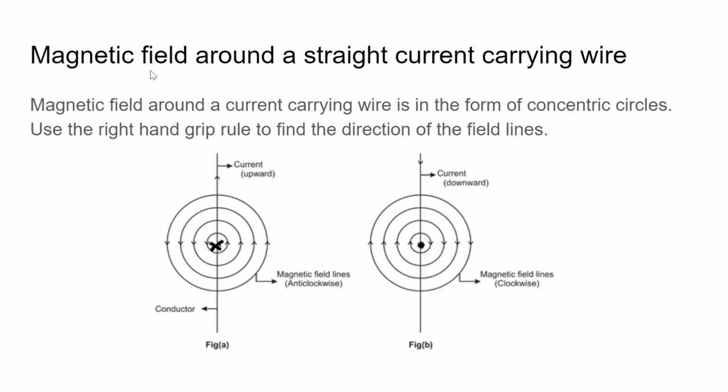So the magnetic field around a straight current carrying wire. When there's a cross in the diagram, it means that current is passing into the paper or medium, and when it's a dot, it means that it's passing out of the medium. The magnetic field around a current carrying wire is in the form of concentric circles, and to find the direction of the field lines, we use the right hand grip rule.